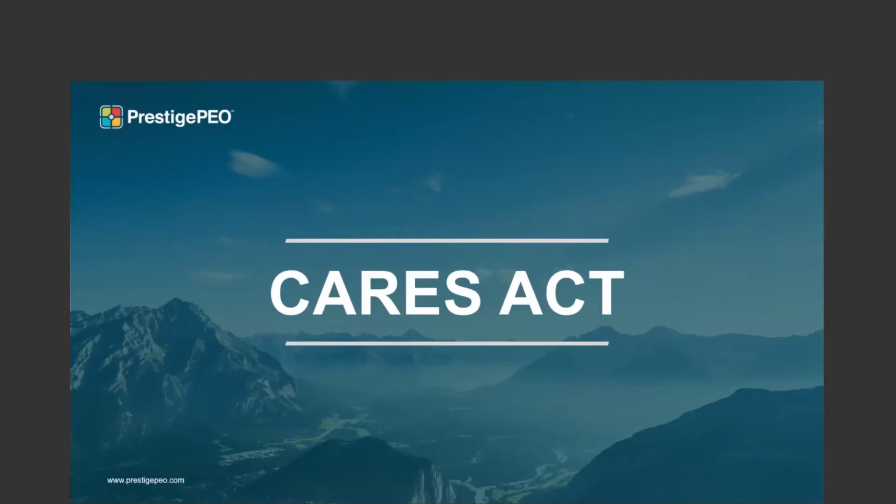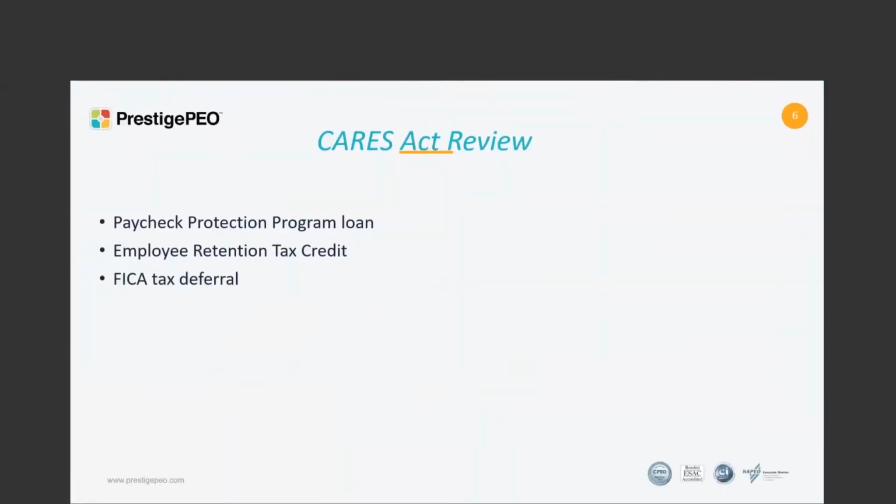The CARES Act, there's three parts to it. There is the Paycheck Protection Program loan, which we are going to spend all of our time on today because that is the one aspect that needs to be dealt with now as you're all dealing with your loan applications and things. I will remind you that as we move forward in the coming weeks, there is the Employee Retention Tax Credit that we explained and the FICA tax deferral.